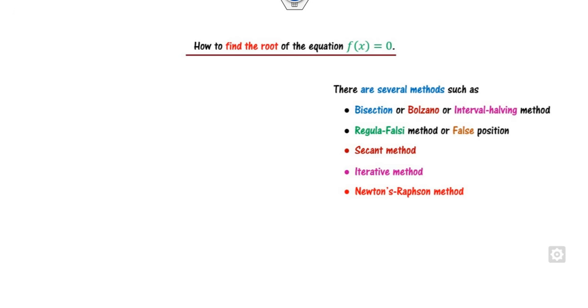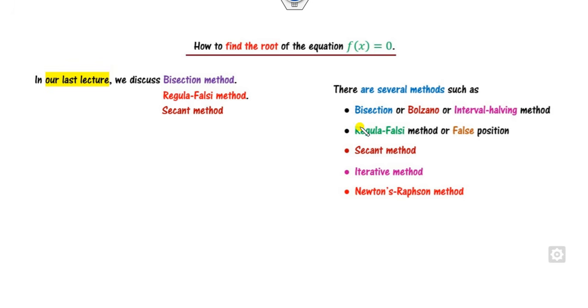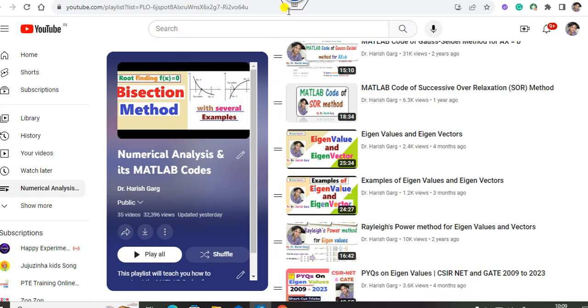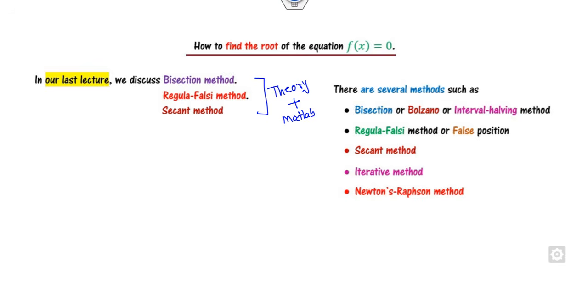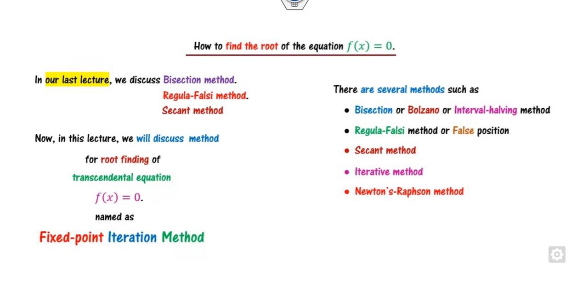As we have discussed in our last videos, there are so many methods to find the root of an equation, and some of them are listed here. These three methods we already covered in our last lecture, both the theory lecture as well as the MATLAB code. You may watch this playlist of numerical analysis and its MATLAB code. Now in this lecture we will see how you can find the root of the equation f(x) = 0 by using the fixed point equation method.